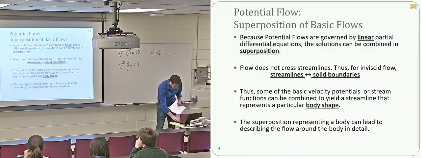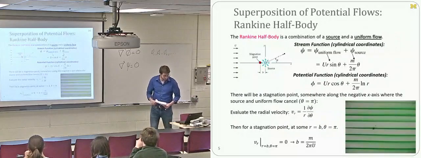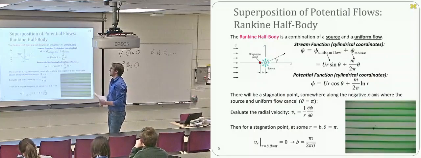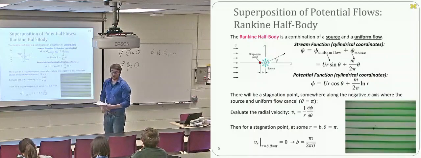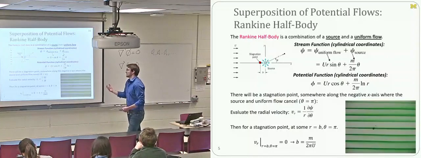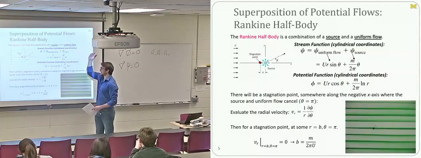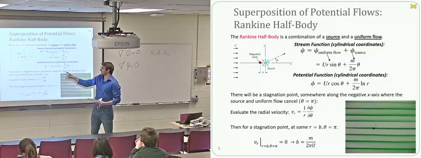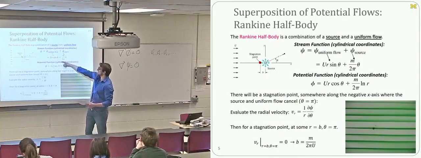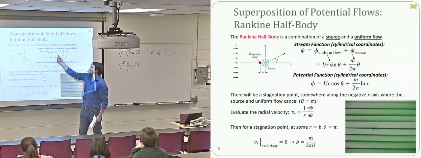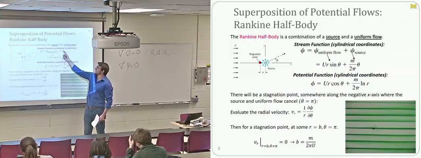So, first things first, the Rankine half body. The Rankine half body is what we get by combining a source and a uniform flow. We're going to be jumping around between stream functions and velocity potentials, but where it's practicable, I'll try to give both of them. The first thing to note is that psi of the Rankine half body can be expressed as just the sum of psi uniform flow and psi of the source.